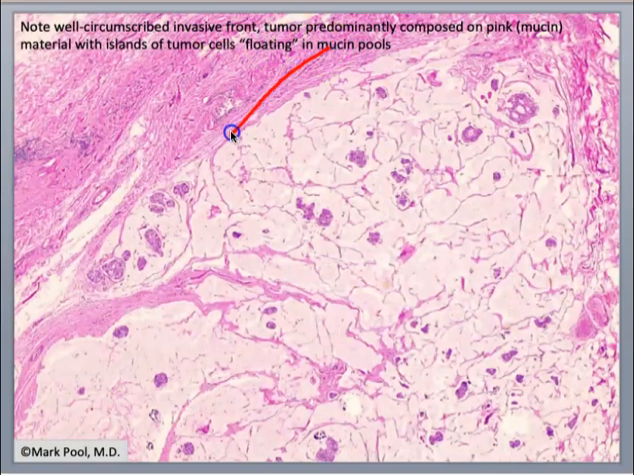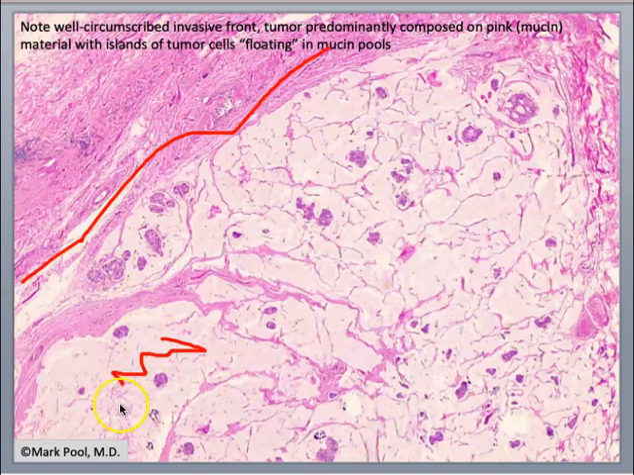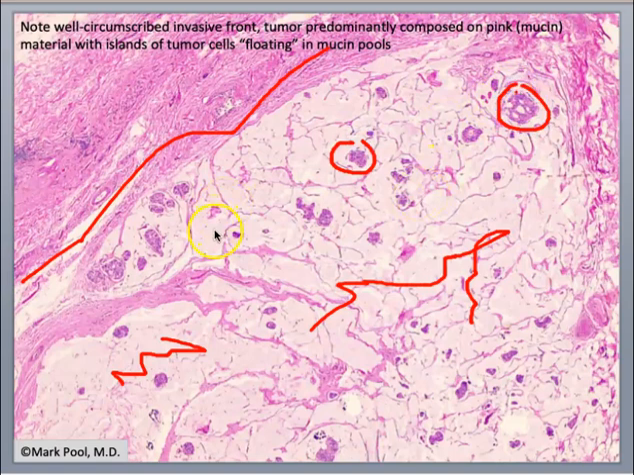So this is the characteristic appearance. They tend to be well circumscribed masses, and most of the tumor is actually composed of this mucin material that is dissecting in between the surrounding stroma. And the malignant cells are these small nests. Sometimes they form these complex glandular cribriform structures, but the tumor cells appear to be floating in the mucin.